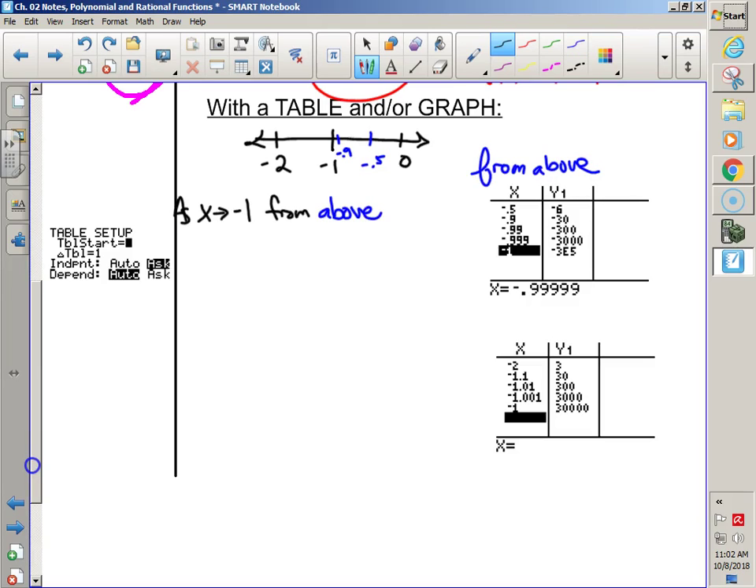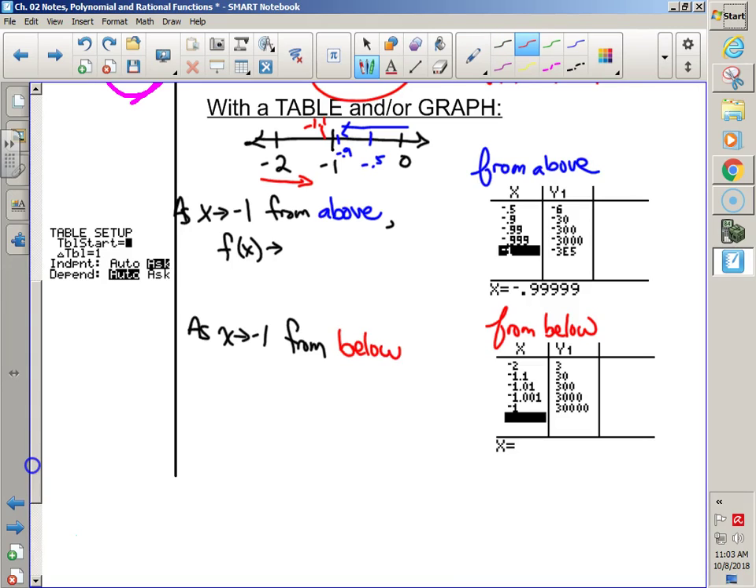So we could say, as x approaches negative 1 from above, f of x is approaching... And then this one must be as x approaches negative 1 from below. Does it make sense? Negative 2, negative 1.1, negative 1.01, right? It'd be getting closer from the other direction. So we could go to our graphing calculator and plug in these numbers and see what's going on. So we came from above, we came from below.